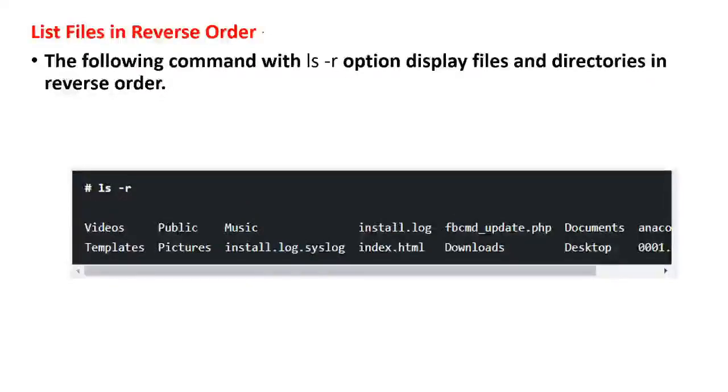List files in reverse order. Now if you want to see the files in reverse order, it will display the files in alphabetical reverse order. So on the terminal you are going to type ls -r, and in the alphabetical reverse order you can see the files and directories both.